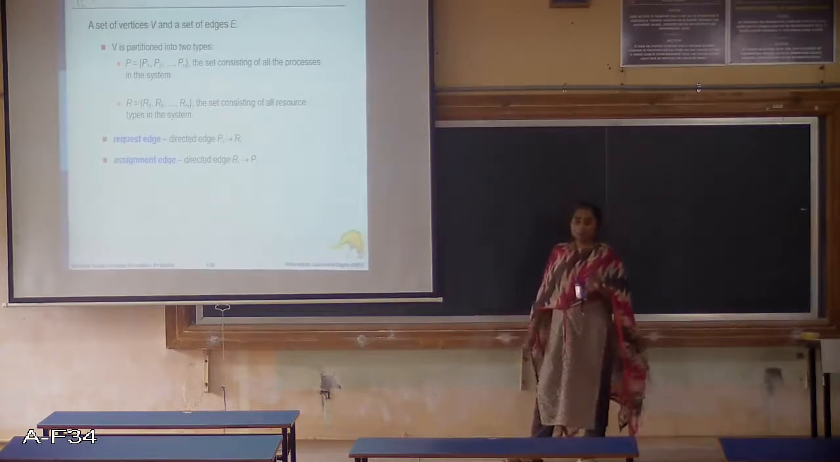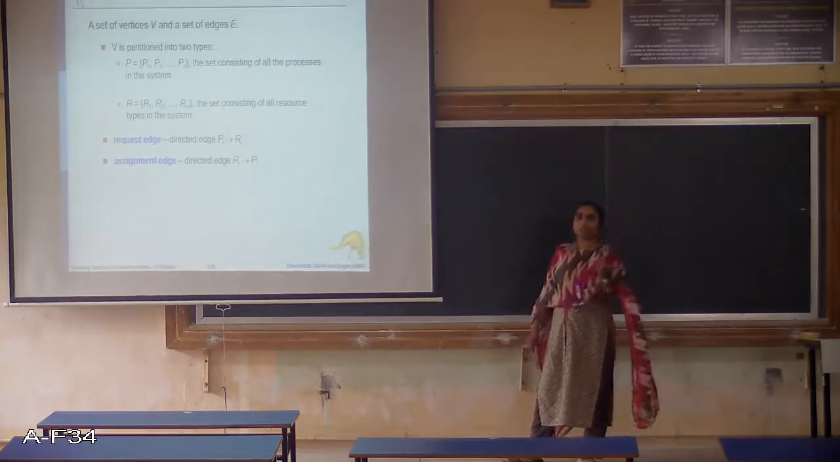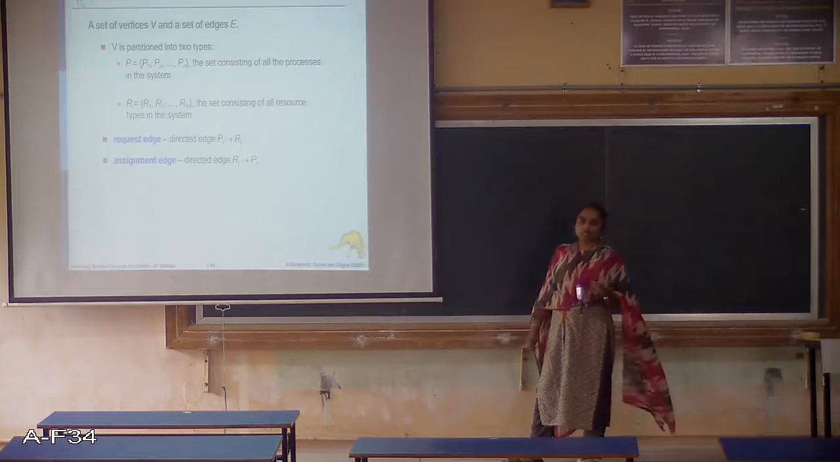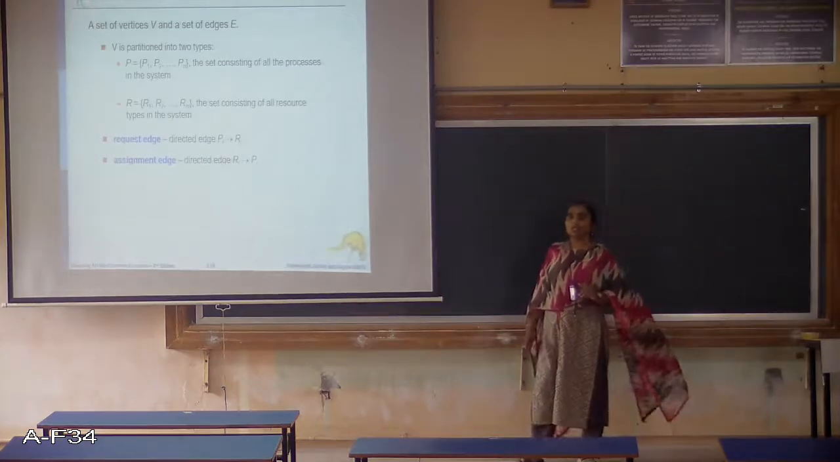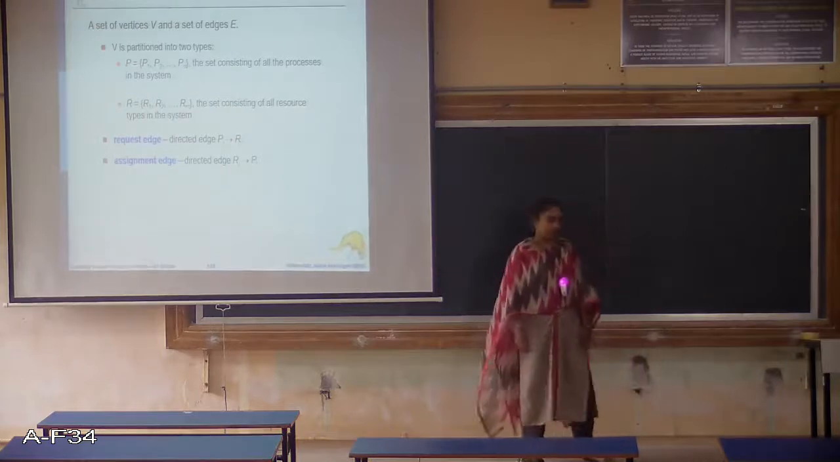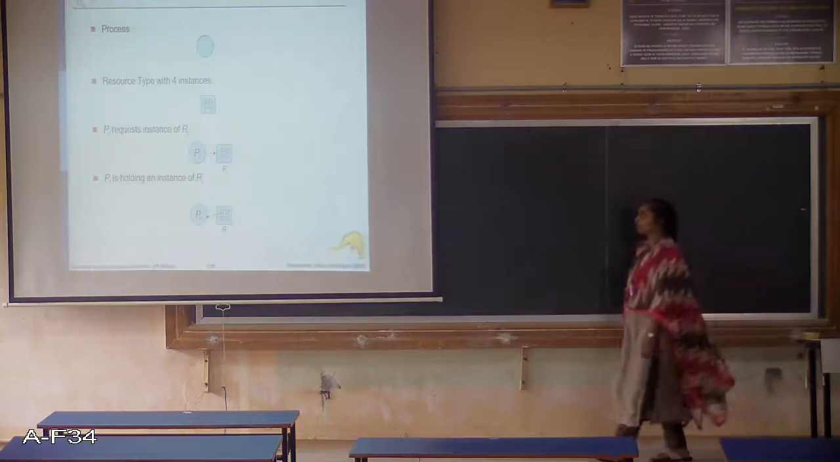A request edge is when a process wants to use a resource, then it will have a request edge. So that process is requesting to allocate a resource from the system. So that is a resource request edge. What's an assignment edge? Assignment edge means the resource is allocated to a process, then it becomes an assignment edge. So let's see this in diagrammatical representation.